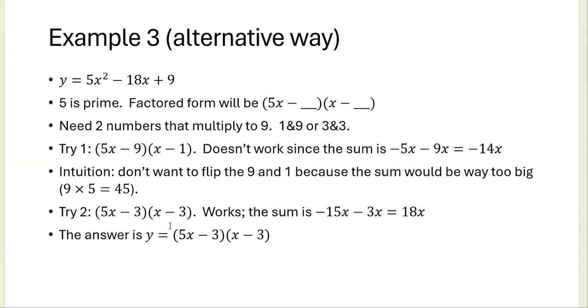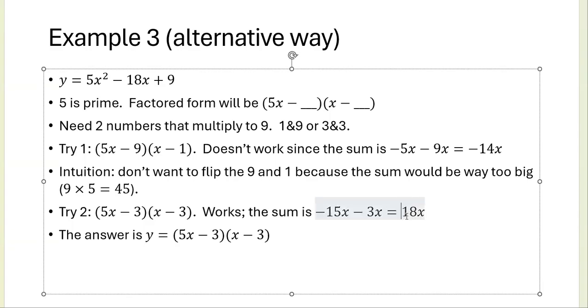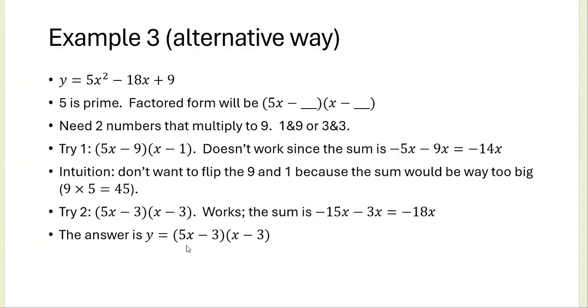Okay, so let's try the 3 and 3. 5x minus 3, x minus 3. Let's do the addition in our head and multiplication. Minus 15 minus 3, that's negative 18x. This should be negative over here, which matches. So we know that's 5x minus 3, x minus 3.